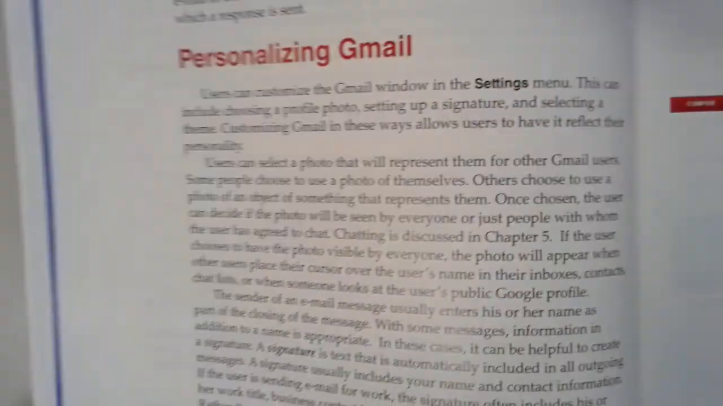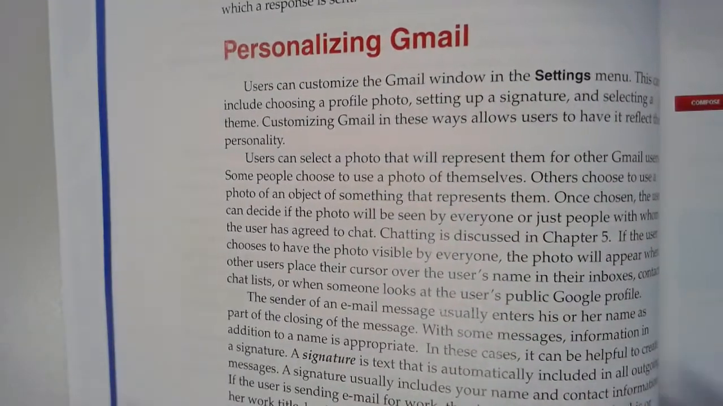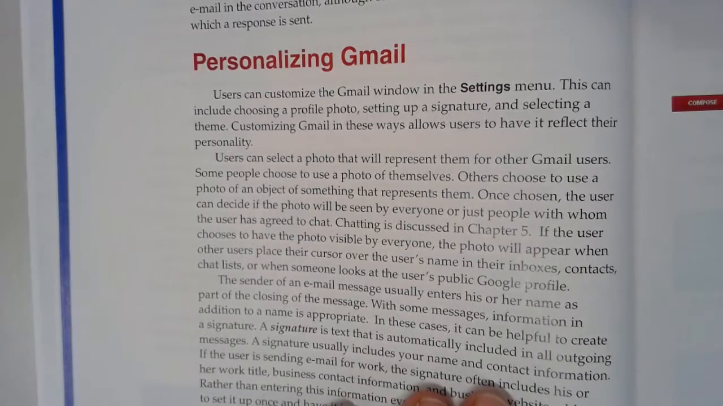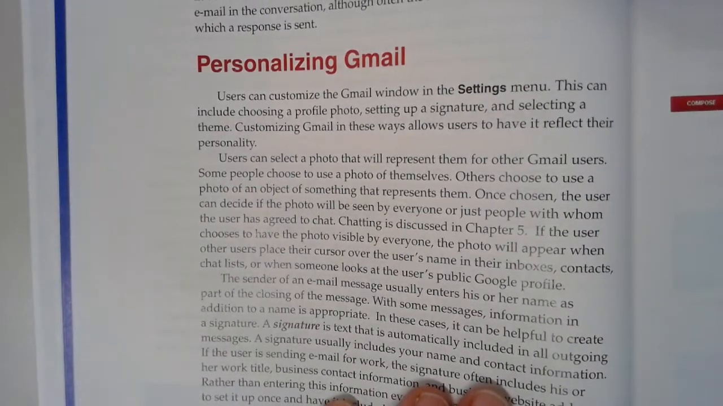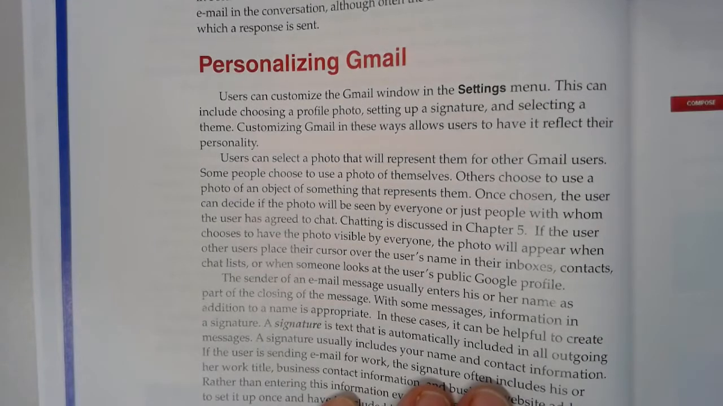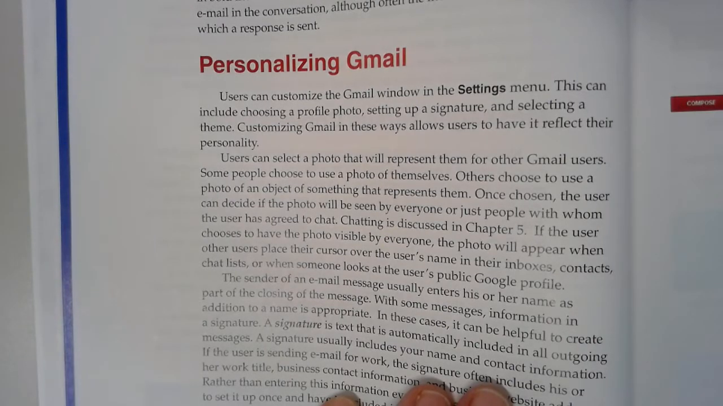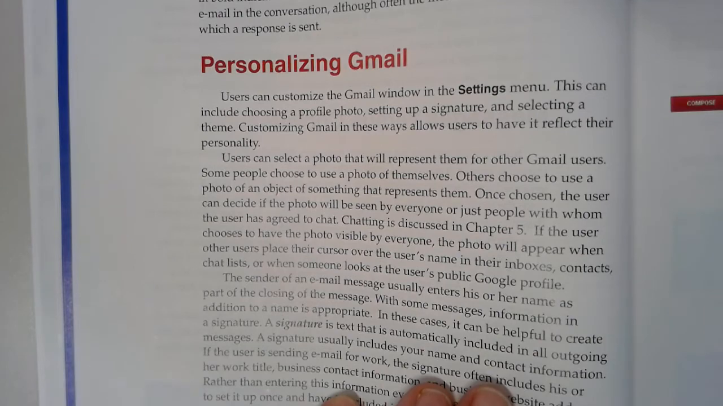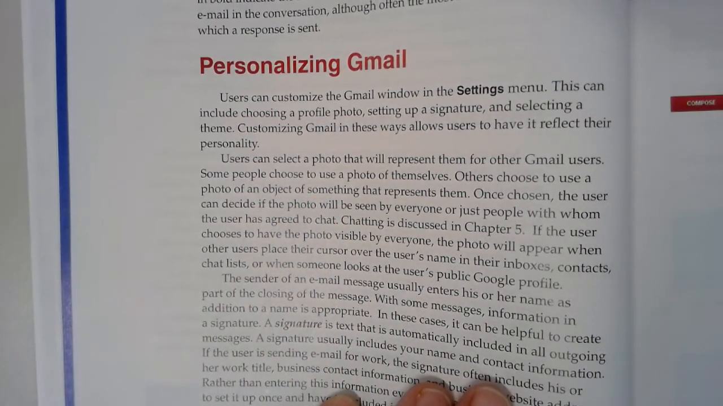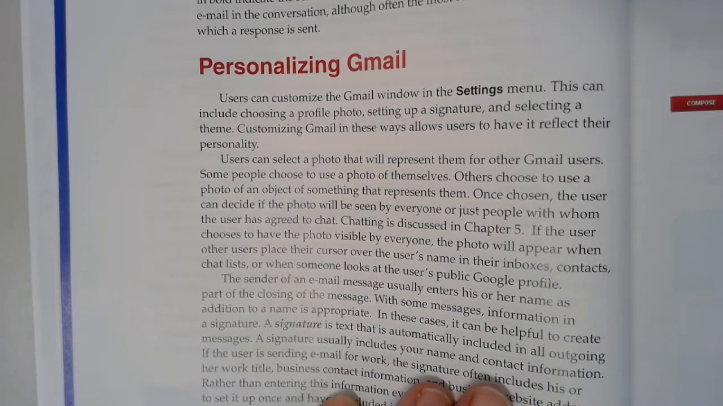And we're going to talk a little bit about this. This is something that you've already done. And I think you enjoy doing this because it just helps make it more personal. Users can customize the Gmail window in the settings menu. This can include choosing a profile photo, setting up a signature, and selecting a theme. Customizing Gmail in these ways allows users to have it reflect their personality.